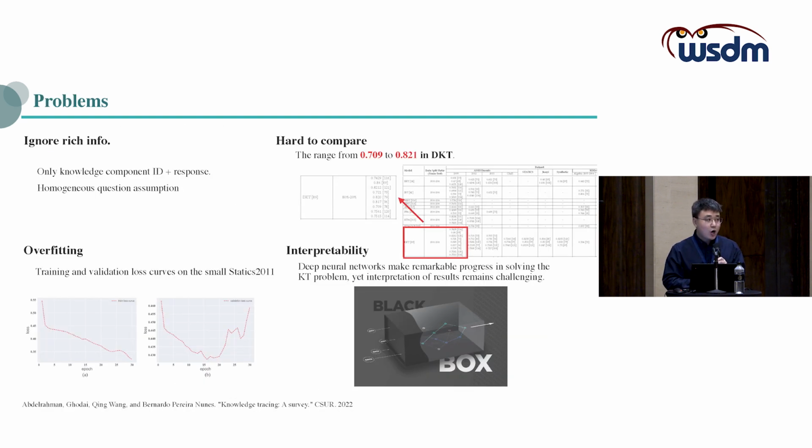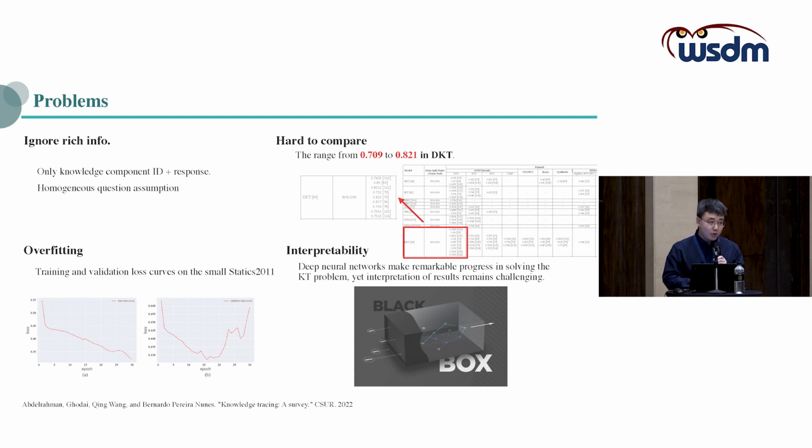So far we have talked about some models, and I found there are some problems. The first one is limited side information. They only use the concept ID and response, but ignore rich information. And they only rely on the homogeneous question assumption. That means for a set of questions under the same concept, the contribution will be the same, equal, but it is not really like that in the real world.